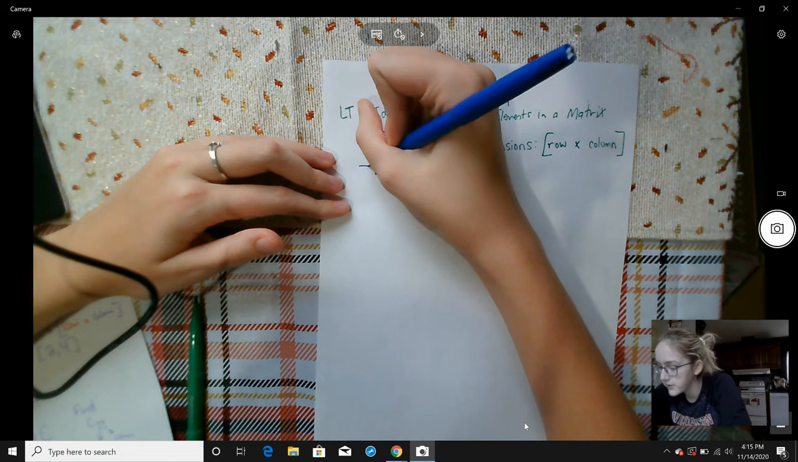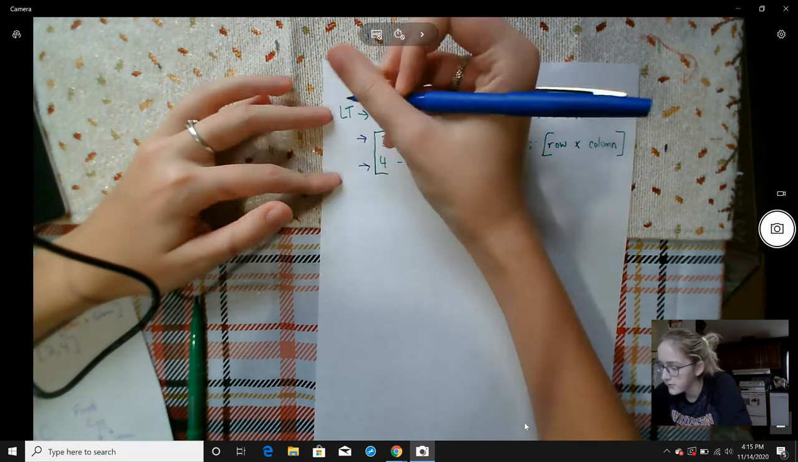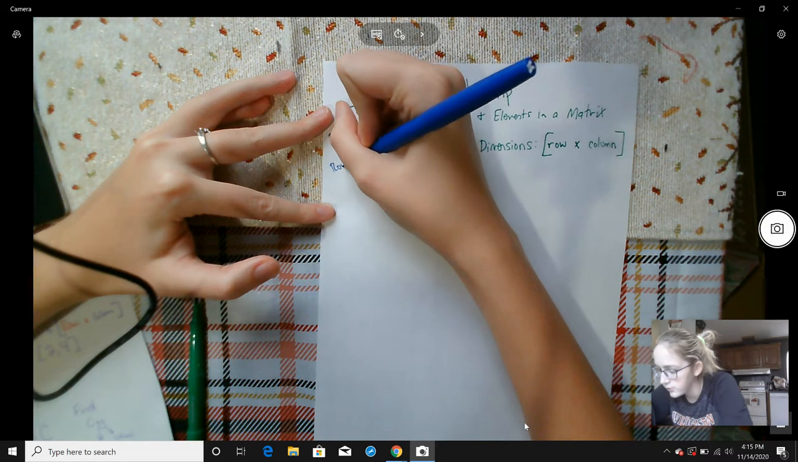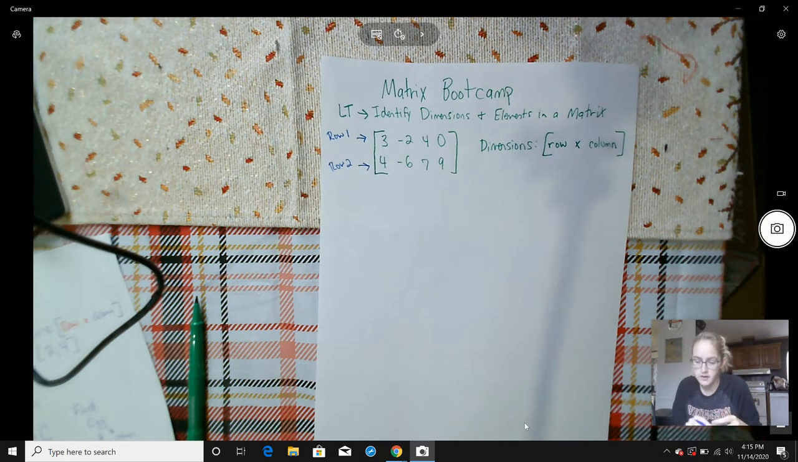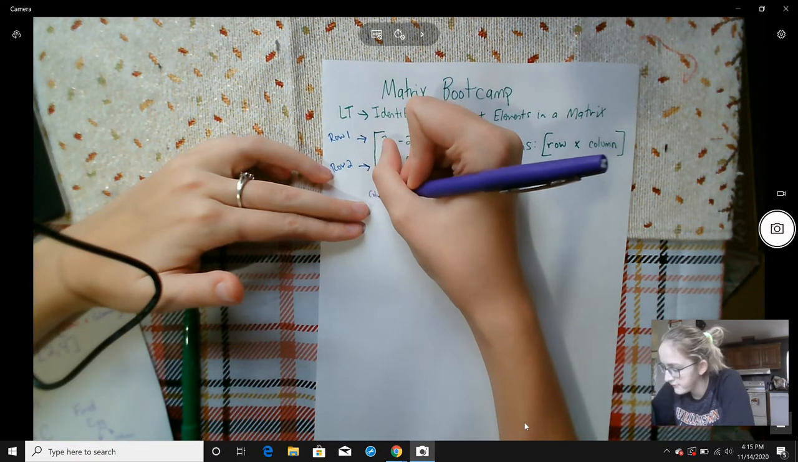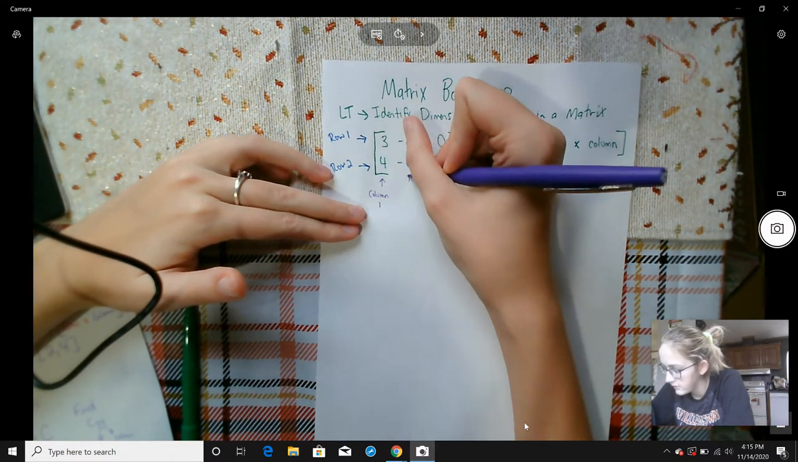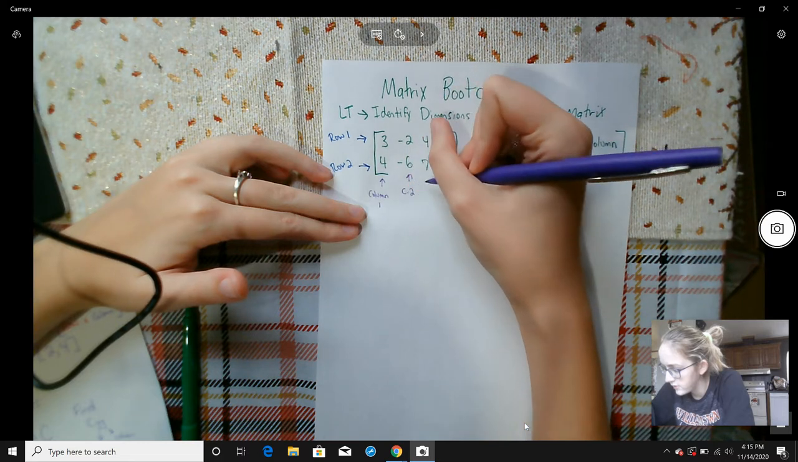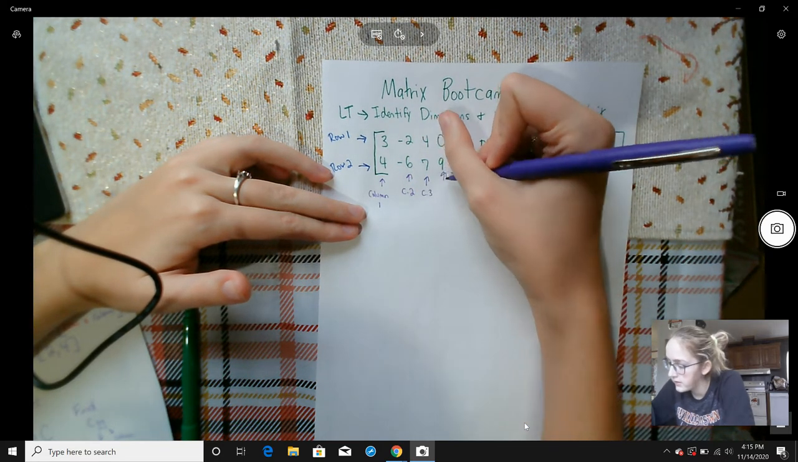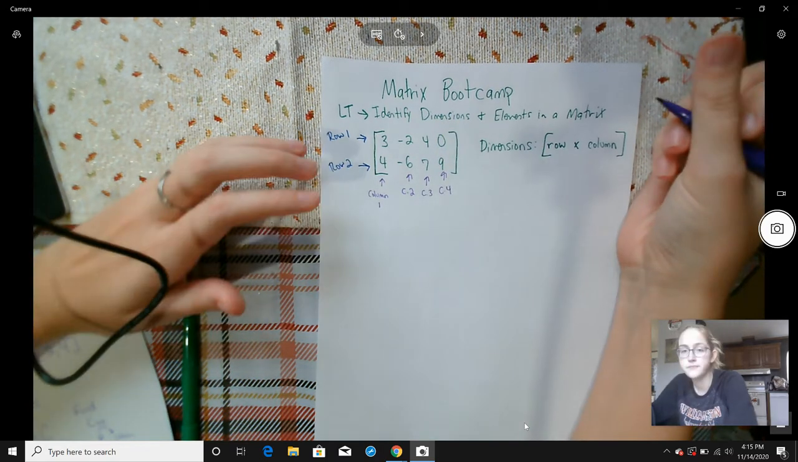So rows are going to be from left to right. So this is going to be row 1. And this is going to be row 2. And then columns are up and down. So this is column 1. This is column 2. I'll just abbreviate with the C. This is column 3. And this is column 4.